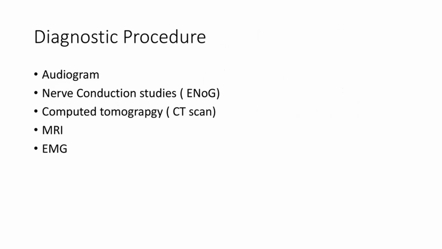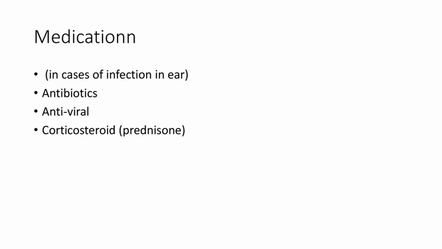Okay, now we have diagnostic procedures. We have audiogram, and we have nerve conduction studies, computed tomography, MRI, EMG. What are the medications? The medications are, in case of infection, antibiotic or antiviral. Other than that, corticosteroid, prednisone. Prednisone must always be given to a person who has Bell's palsy or facial palsy.